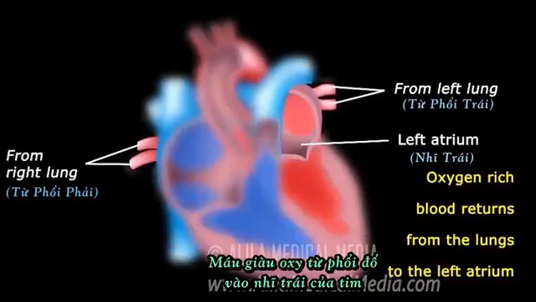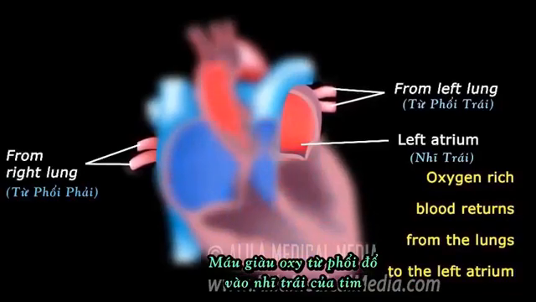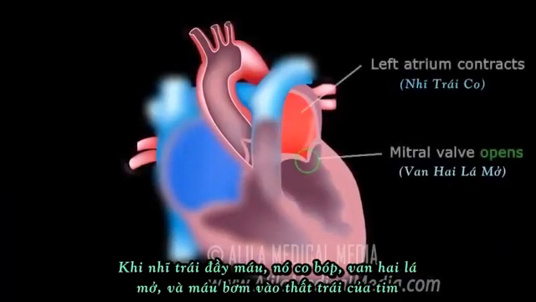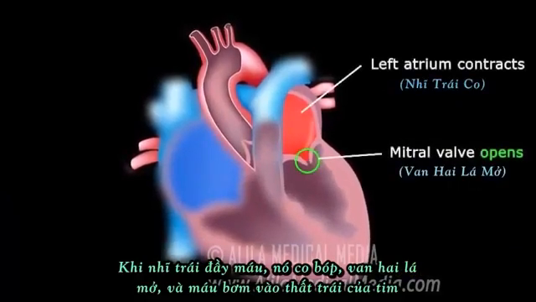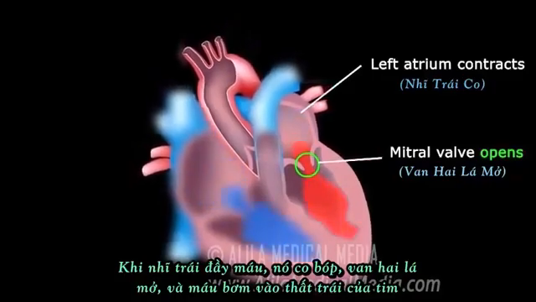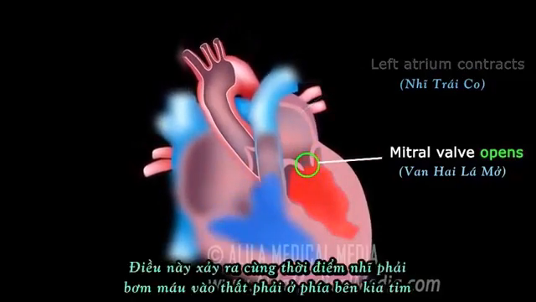Oxygen-rich blood from the lungs returns to the left atrium of the heart. As the left atrium is filled with blood, it contracts, the mitral valve opens, and blood is pumped into the left ventricle of your heart. This occurs at the same time as the right atrium pumps blood into the right ventricle on the other side of the heart.